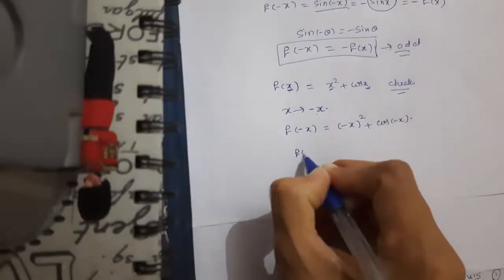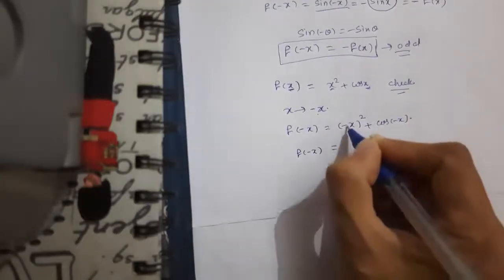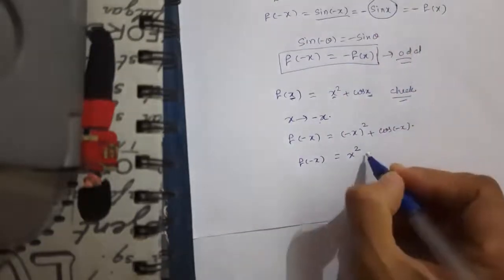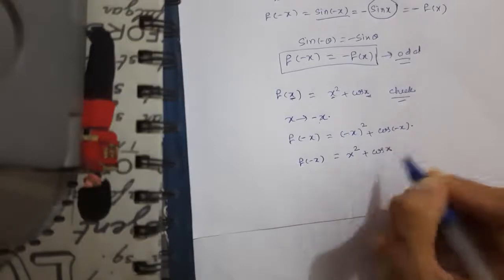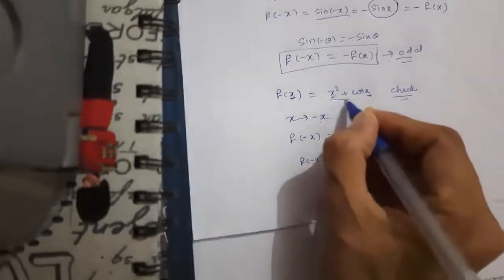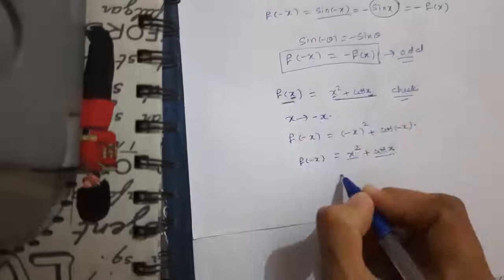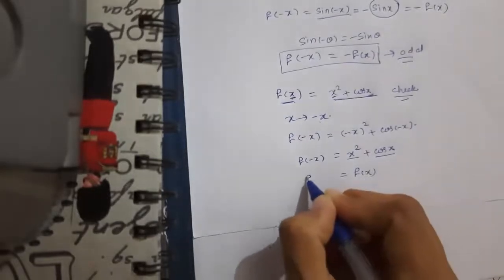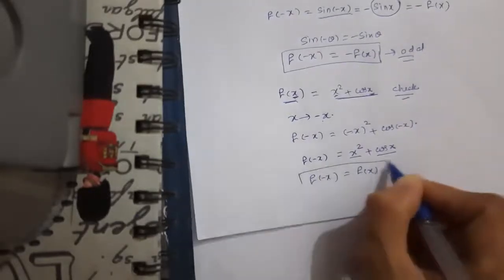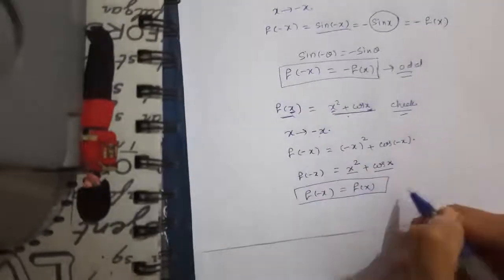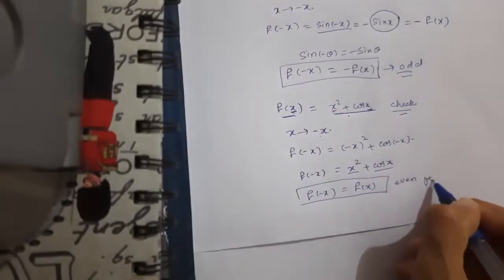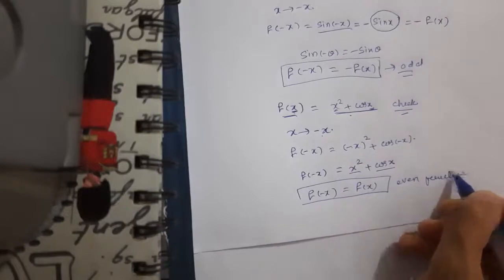Okay, so f of minus x equals minus x square, which is x square. We know that the square of any term is positive, and cos minus theta, we just checked, is again cos theta, so plus cos x. Now x square plus cos x is my f of x. So I get the condition f of minus x equal to f of x. So therefore this given function is an even function. Okay, that's how we check even and odd functions.